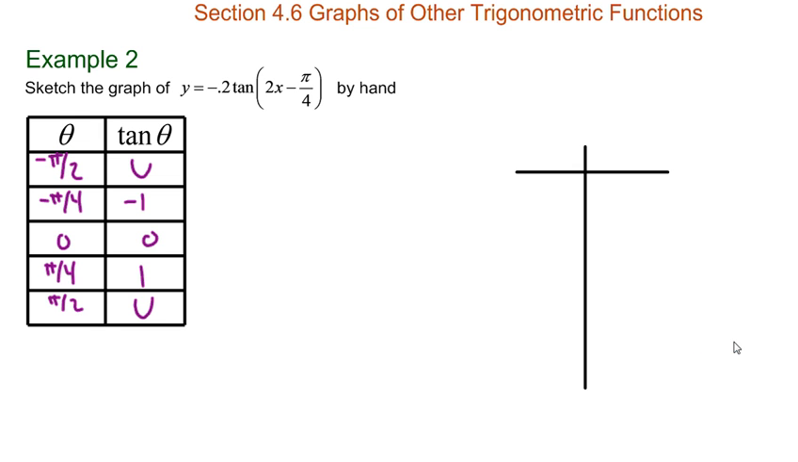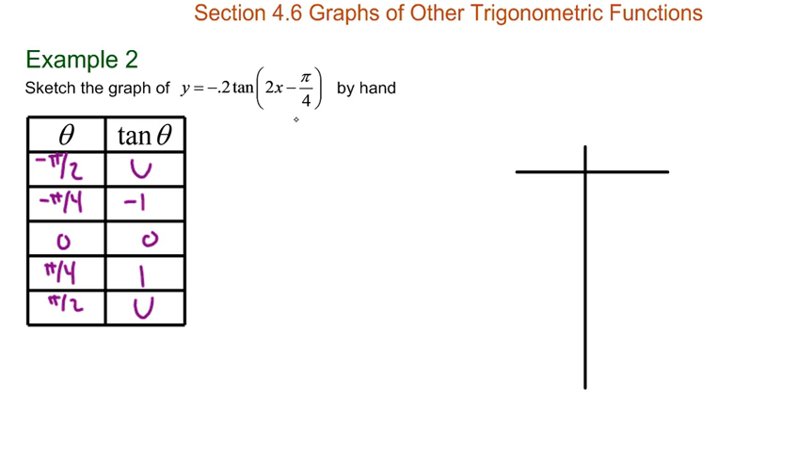All right, I pulled out a crunchy one just for you guys. Here it is: y equals negative 0.2 tangent of 2x minus pi over 4. So I already wrote down our table of values for our regular tangent function. And so what I want to do is this.